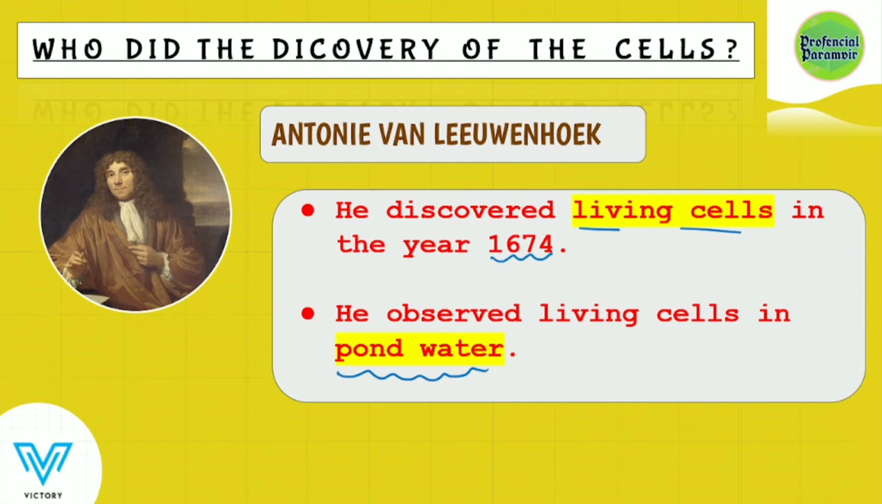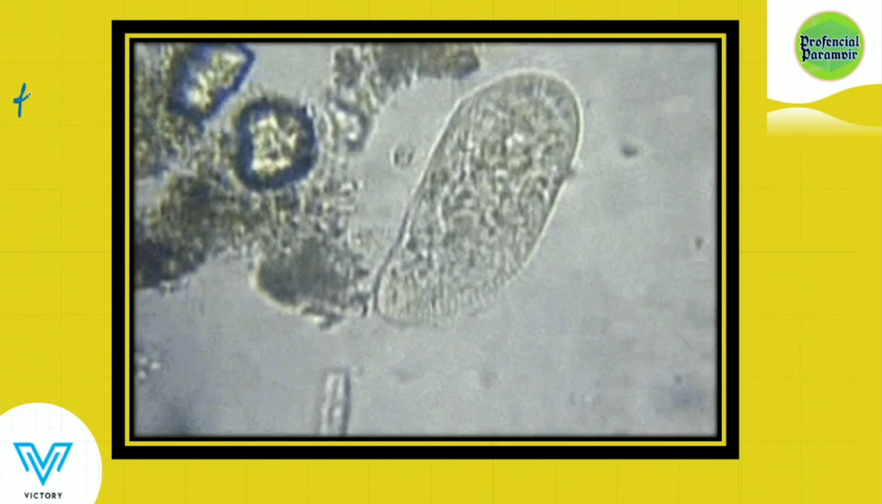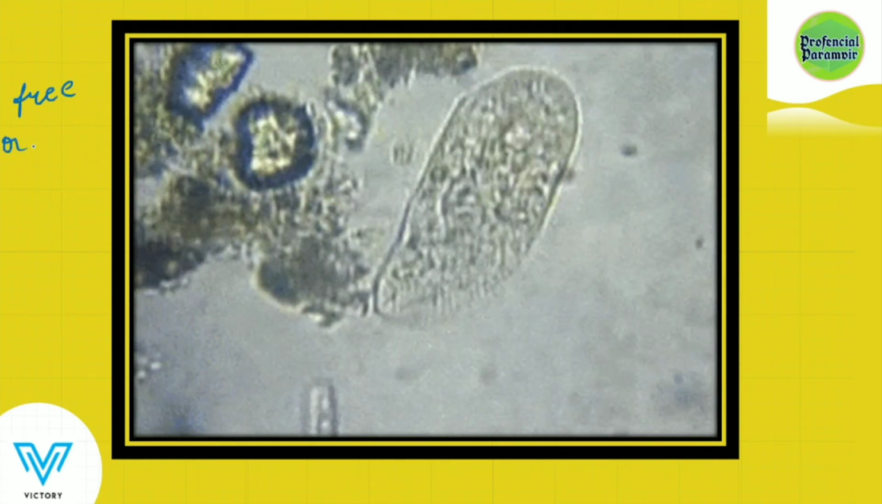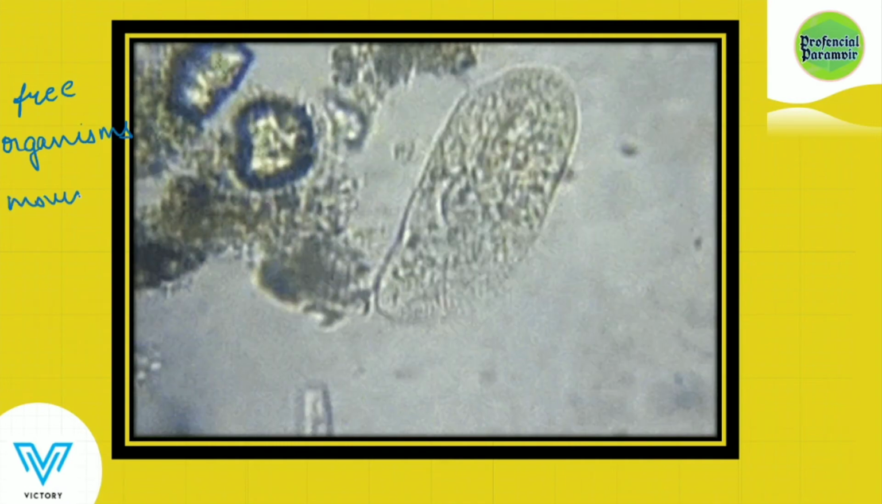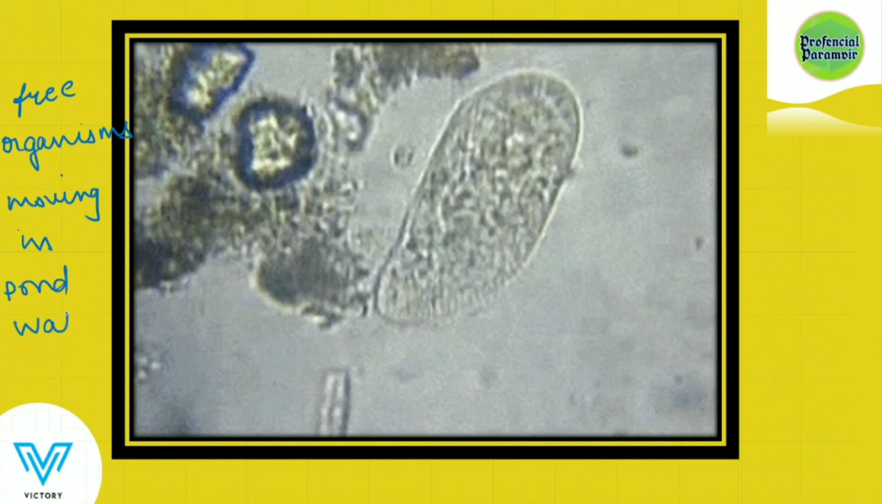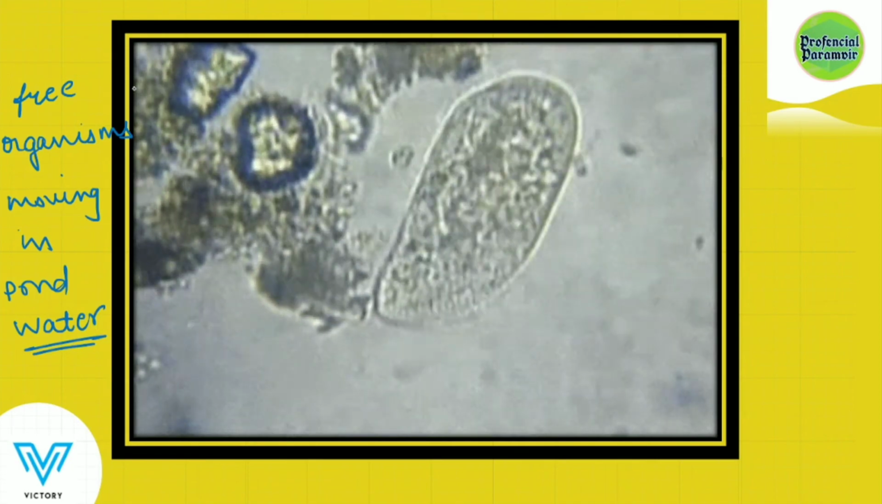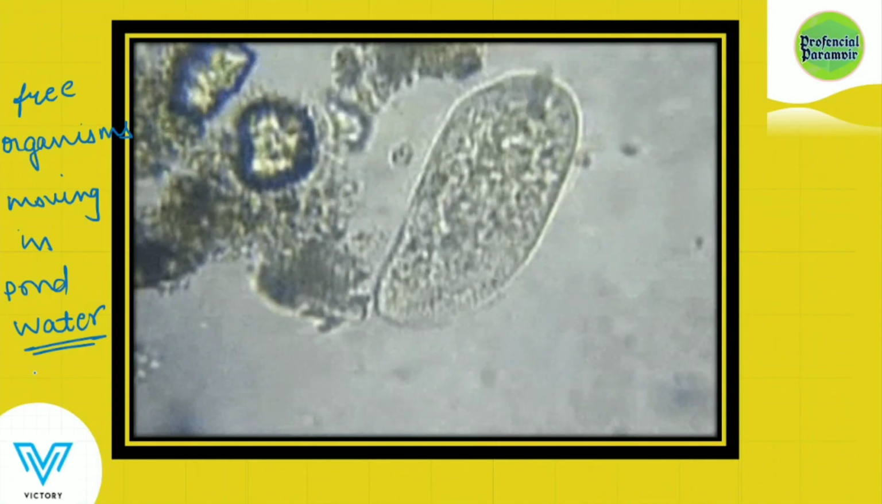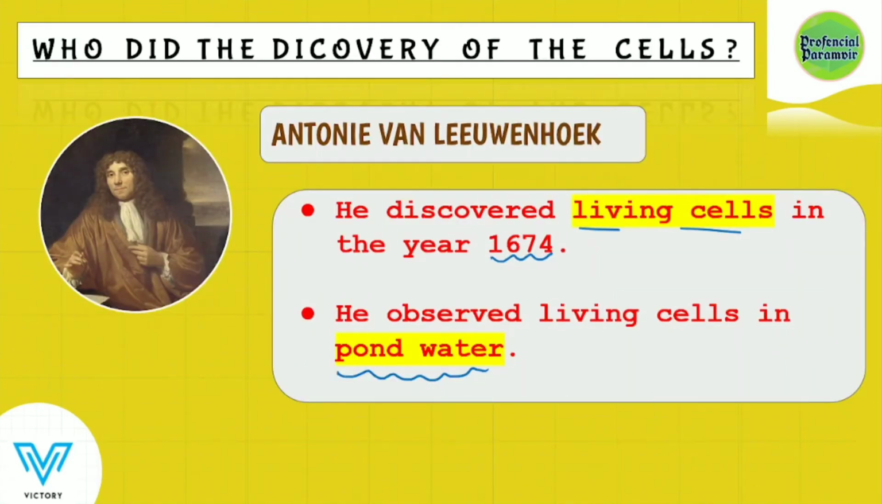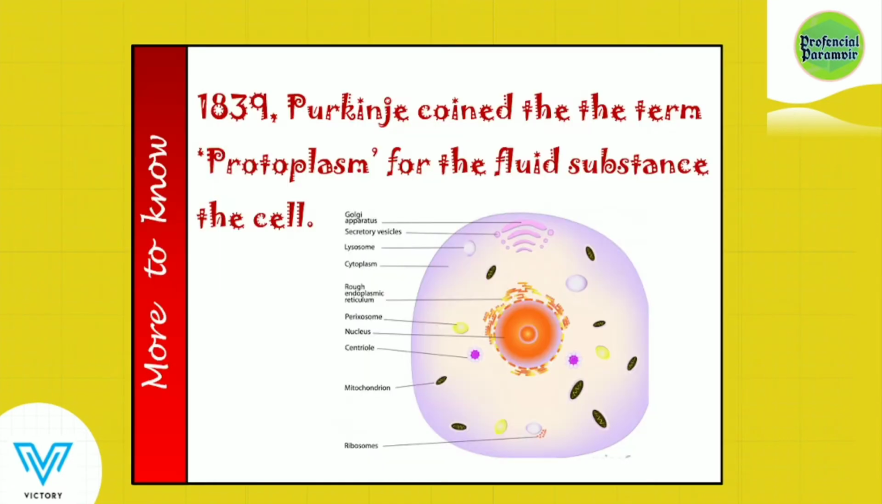Now let us see how he discovered living cells in pond water. He saw free organisms moving in pond water. He saw those organisms in his self-designed microscope. From then, he discovered the living cells in the year 1674. They were free living organisms, right?